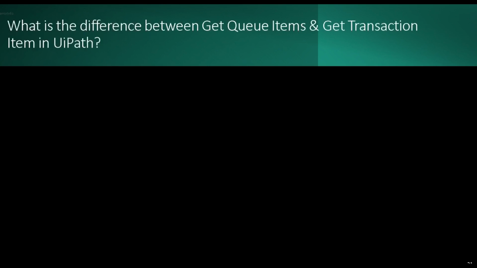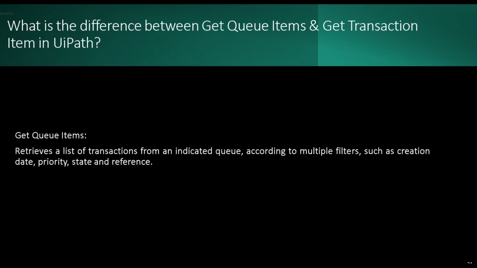What's the difference between get queue items and get transaction item in UiPath? So what is get queue items? It retrieves a list of transactions from an indicated queue according to multiple filters such as creation date, priority, state, and reference. Okay, so this is the main point, that is it retrieves a list of transactions from an indicated queue.